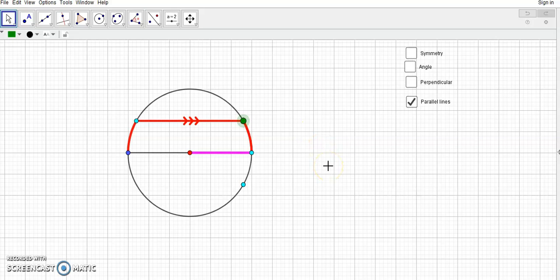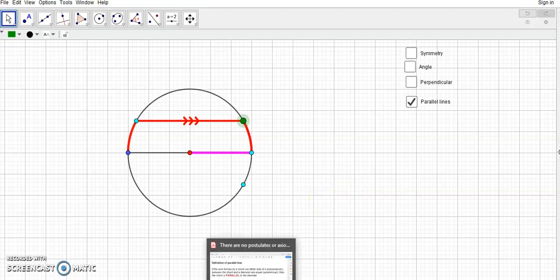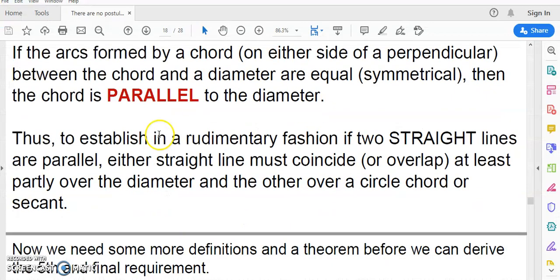There's nothing to believe in. There's nothing to accept on faith. I've shown you how to derive all of these things from nothing, and that's really all there is to it. So you can establish in a rudimentary fashion that if two straight lines are parallel, either straight line must coincide or at least partly overlap the diameter, and the other a circle chord or secant.